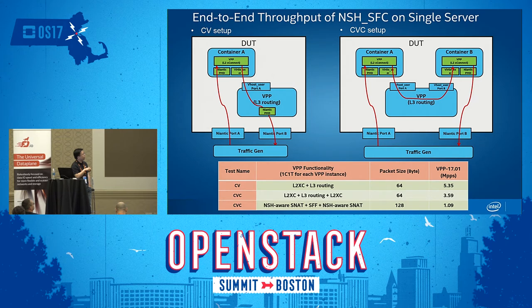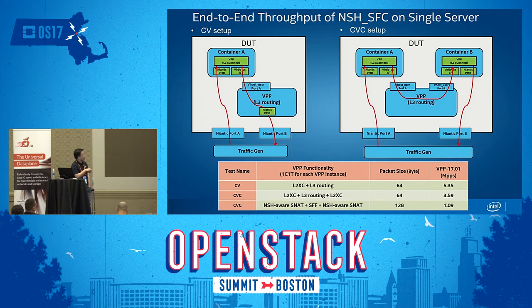So as you can see here, for the CV test, this VPP is configured in layer 2 cross connect mode, and this VPP is configured in layer 3 routing mode. For 64-byte small packets, we can achieve 5.4 million packets per second. If you use this setup, because the additional packet move is not shared memory based, but provides isolation, you need to add at least one memory copy from the host to the container. So you can see the performance drops to 3.6, sorry.